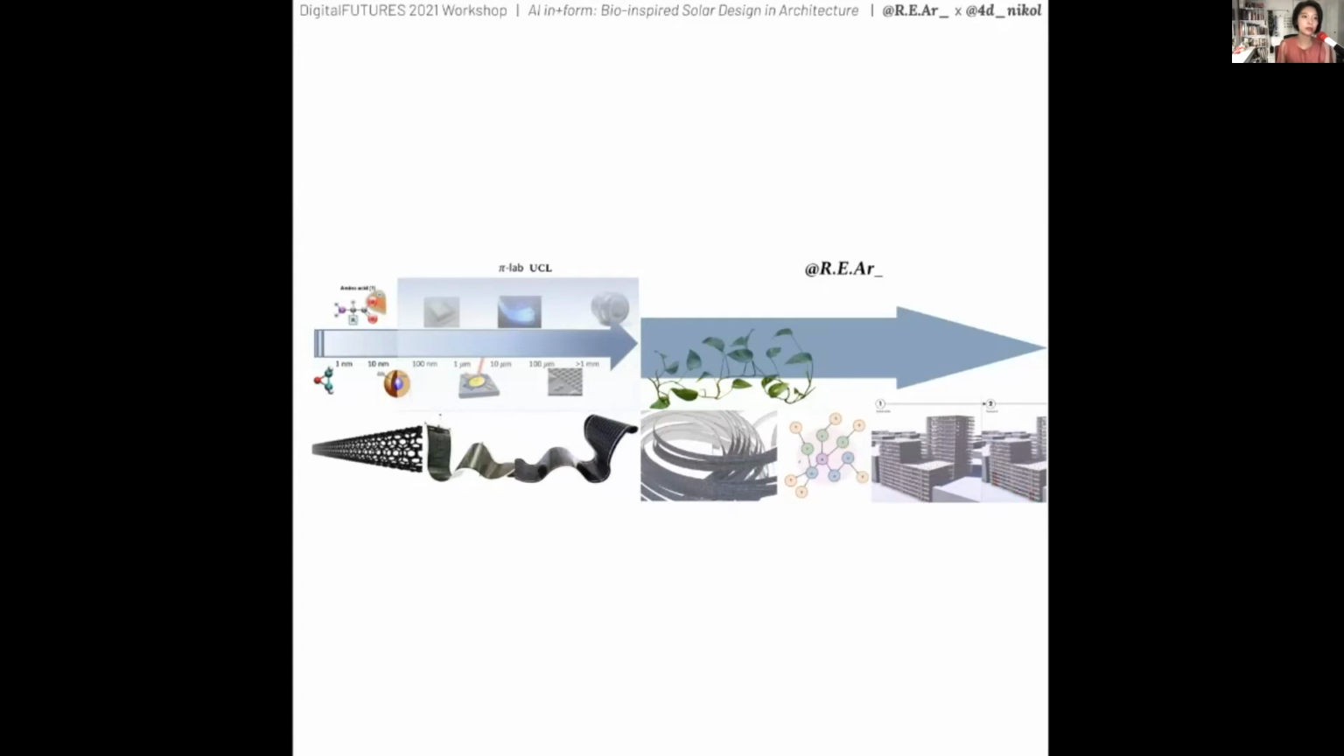But we're interested in the intermediate to macro scale, meaning how do we take these technologies, find a form that's more suited to how energy circulates within these materials, and then we'll also apply algorithm to look at how this can be coupled with actual architecture.